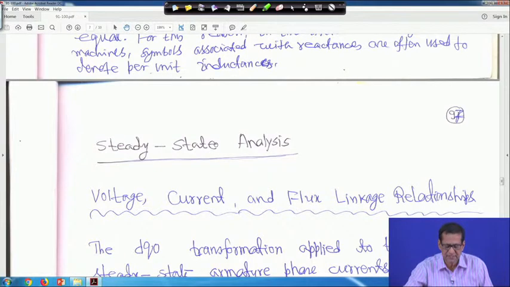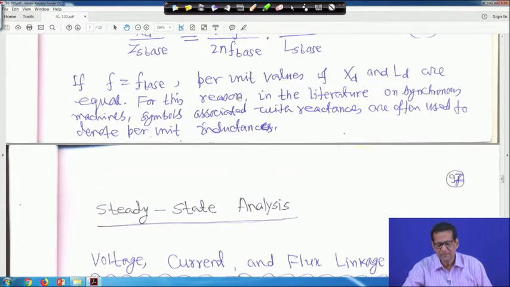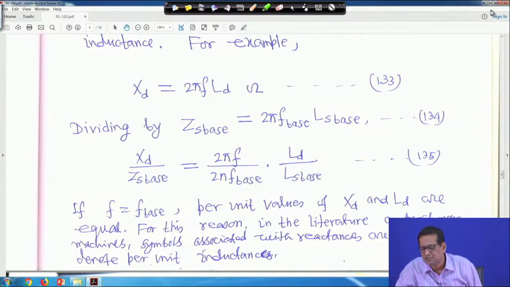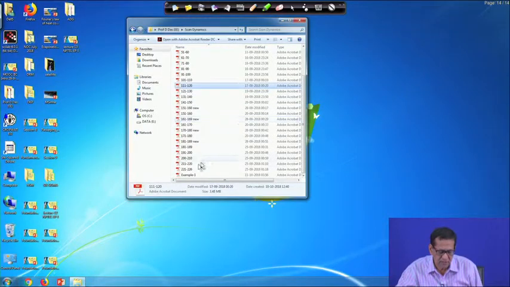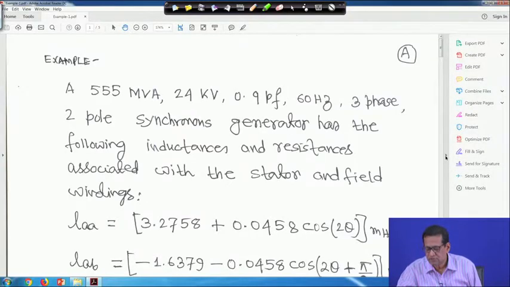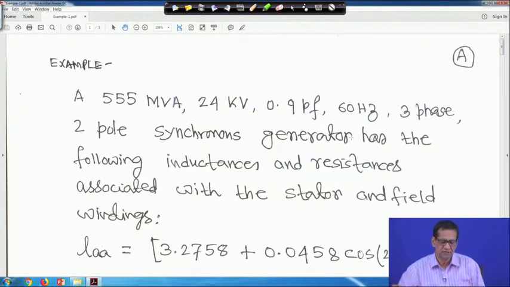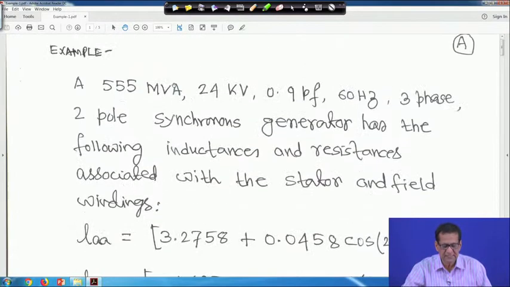Next is steady state analysis, but before that we will take one small example. This is your example 1.